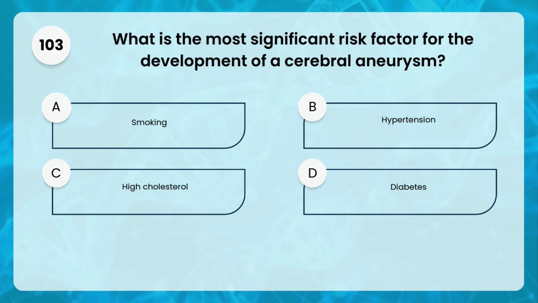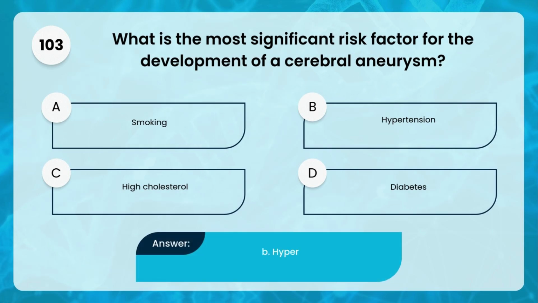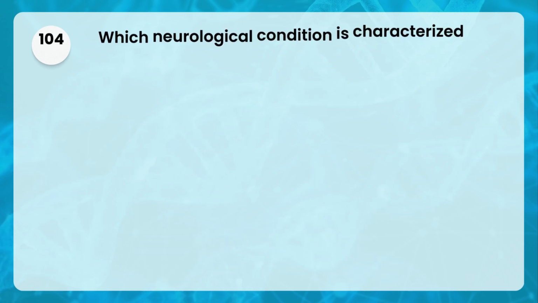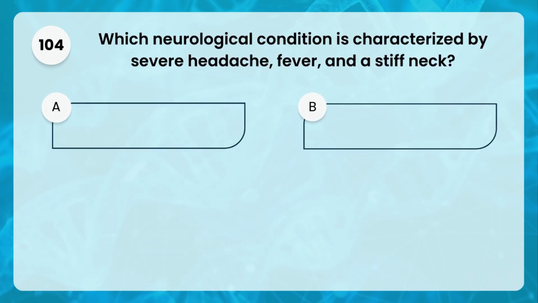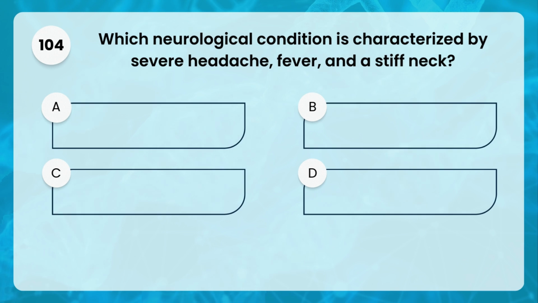Number 103. What is the most significant risk factor for the development of a cerebral aneurysm? A. Smoking. B. Hypertension. C. High cholesterol. D. Diabetes. The answer is B. Hypertension.